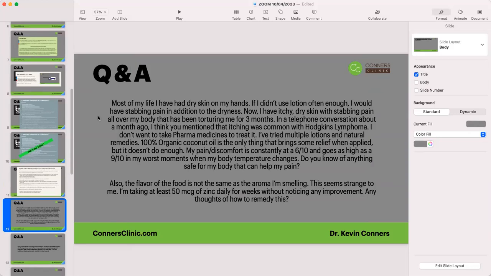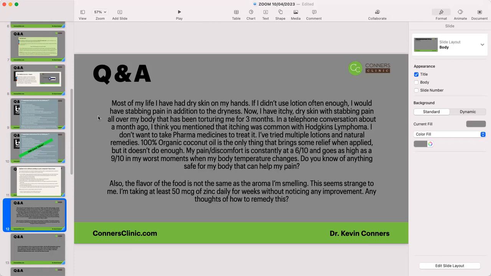Questions. Most of my life, I've had dry skin on my hands. If I didn't use lotion often enough, I would have stabbing pain in addition to the dryness. Now I have itchy, dry skin with stabbing pain all over my body that has been torturing me for 3 months. In a telephone conversation about a month ago, I think you mentioned that itching was common with lymphomas. I don't want to take the pharmaceutical medications to treat it. I've tried multiple lotions and natural remedies.